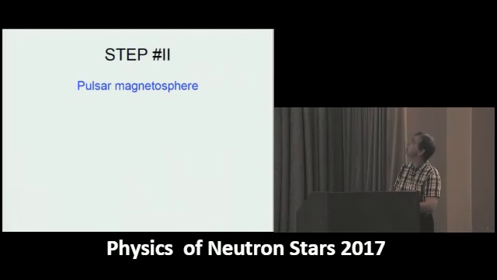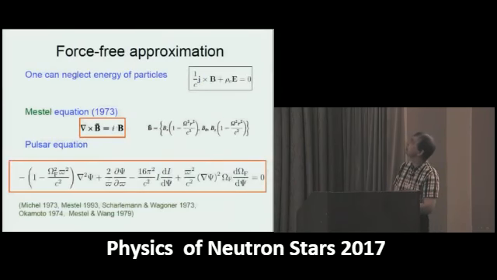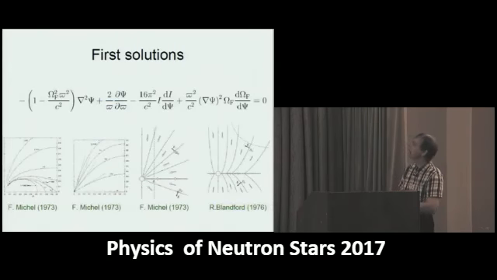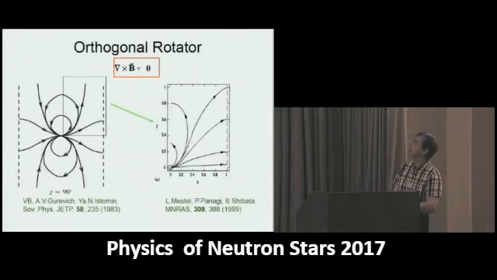The next step concerns the pulsar magnetosphere, which was started many, many years ago. Mestel formulated so-called Mestel equations. There the pulsar equation was postulated. There were a lot of solutions, even in the 70s. And we obtained the solution for the case when there are no longitudinal currents flowing in the magnetosphere. Later, this result was confirmed by the Mestel group.